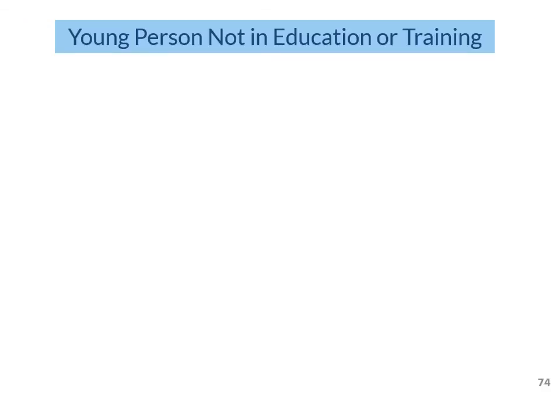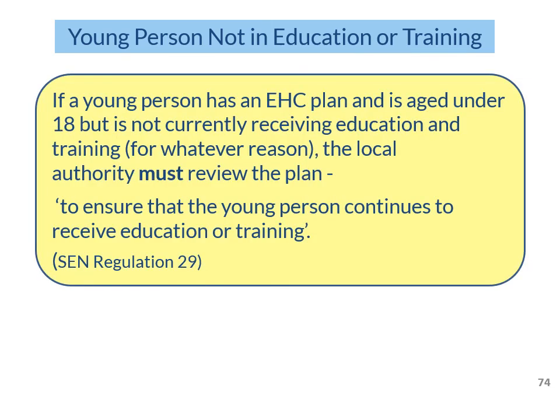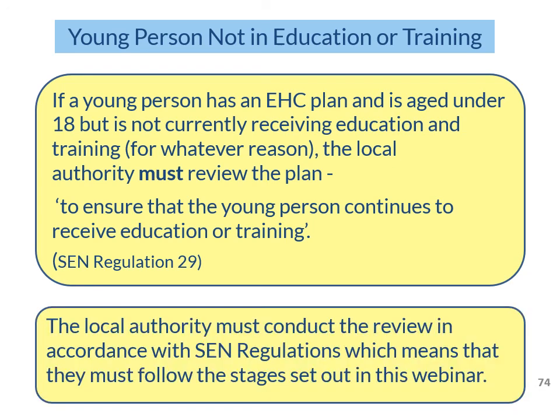If a young person has an EHC plan and is aged under 18, but is not currently receiving education and training for whatever reason, the SEN regulations state that the local authority must review the plan to ensure that the young person continues to receive educational training. Whilst this is not strictly an annual review, the local authority must conduct the review in accordance with SEN regulations, which means they must follow the steps set out in this webinar.